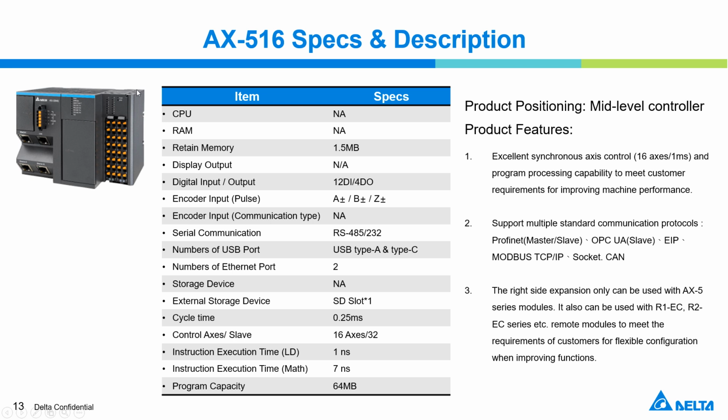This means that even though we have a lot of right side extensions, AX5 only allows you to use the AX5 series modules. But if you use EtherCAT to communicate with a remote EtherCAT module, there will be no limitation. You can use it with the R1-EC, R2-EC, or R3-EC.